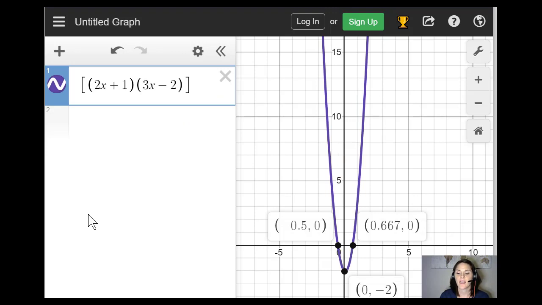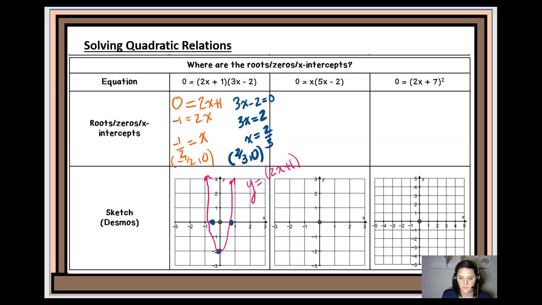Okay, the other point that I can add is (0, -2), which is the y-intercept. So I'm going to go back over to my other sketch, add in that point, and then make my parabola. Making our parabola extend all the way to the edge of the grid paper and then labeling makes for good communication. Okay, let's try the next example.